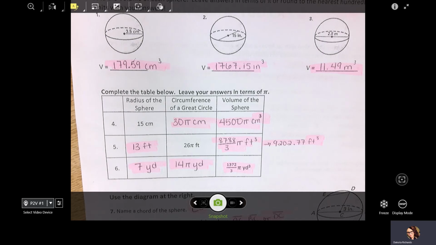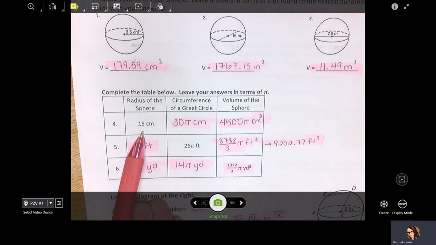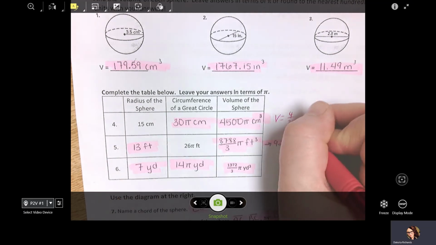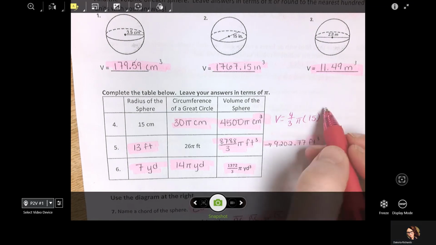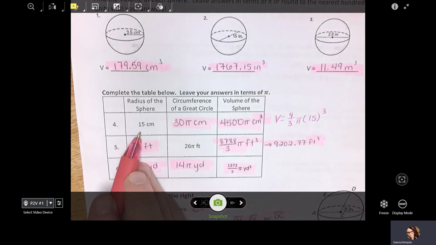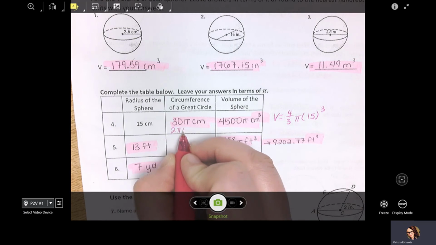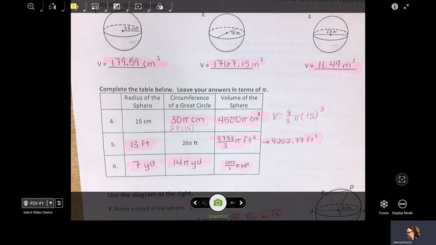Guys, on 4, that section of the table wasn't too bad because you know the radius is 15. You just plug in 15 for R in the volume formula. Okay, so when you have this formula, V equals 4/3 pi times R cubed, R is 15. Also, if you know R is 15, circumference is 2 pi times R. In this case, it would be 2 pi times 15, which is just 30 pi.